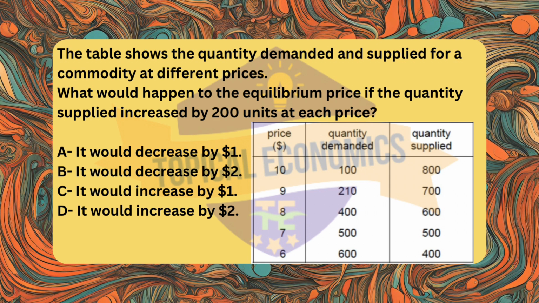As a result, for the same demand, there will be an excess supply at the initial equilibrium price, leading to downward pressure on the price. The new equilibrium price will be lower than the previous equilibrium price. Based on the provided table, if the supply increases by 200 units at each price, the new equilibrium would likely occur at a lower price where the quantity demanded matches the increased quantity supplied. Since the original equilibrium price is $7, a shift in supply would push the price down, potentially leading to a new equilibrium around $6, which is a $1 decrease.